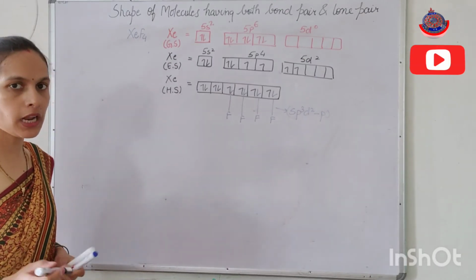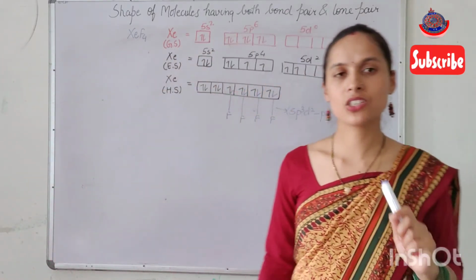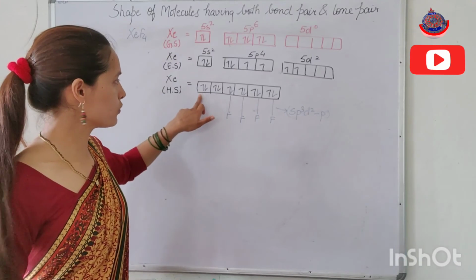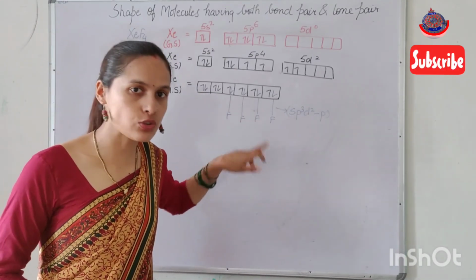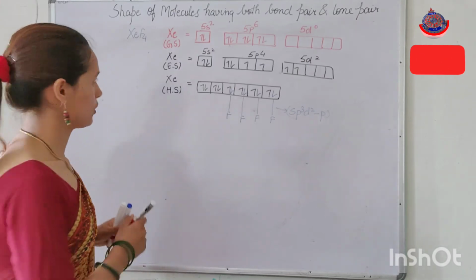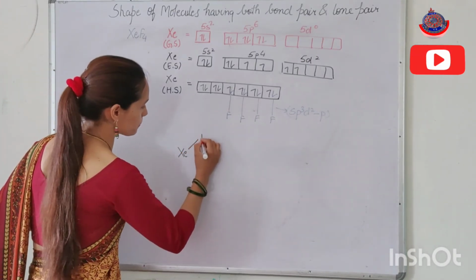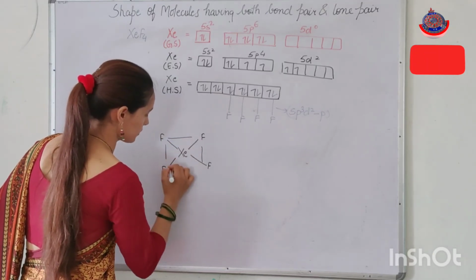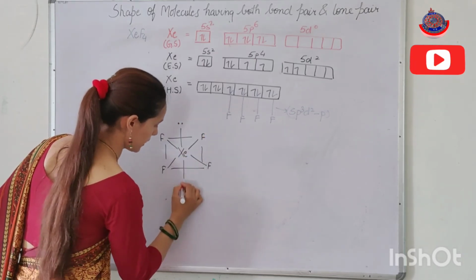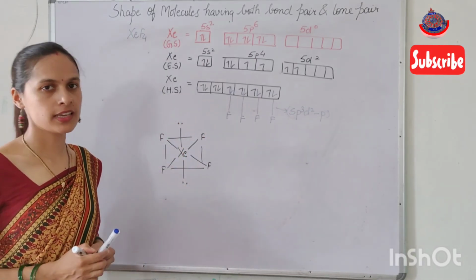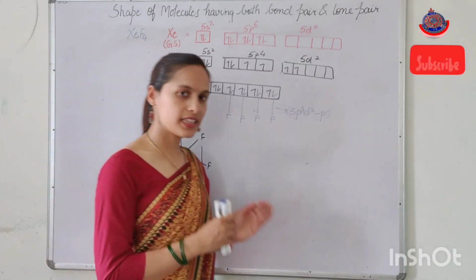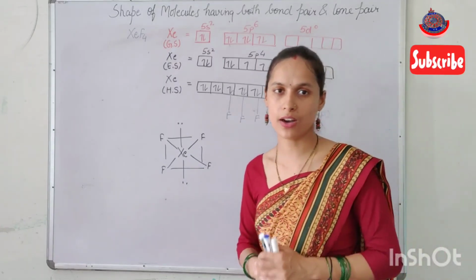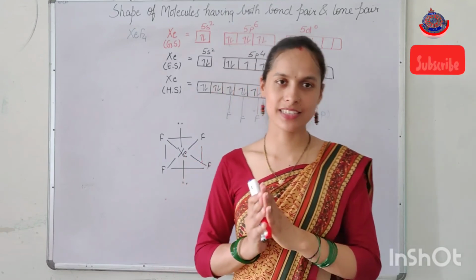Now if sp3d2 hybridization is there, the shape should be square bipyramidal, but due to the presence of these two lone pairs, it is square planar. So the shape is XeF4. There is a square here, one lone pair here, and another lone pair here. So it is square planar. In this way you can find out the shapes of different molecules which are surrounded by both bond pairs as well as lone pairs.